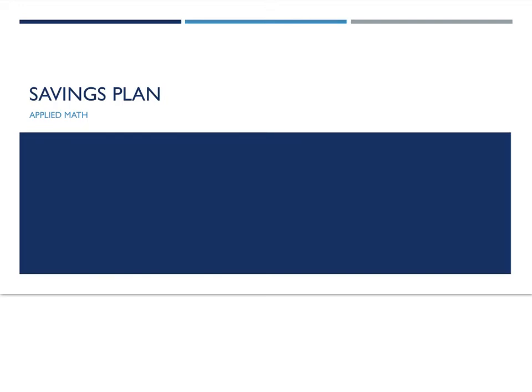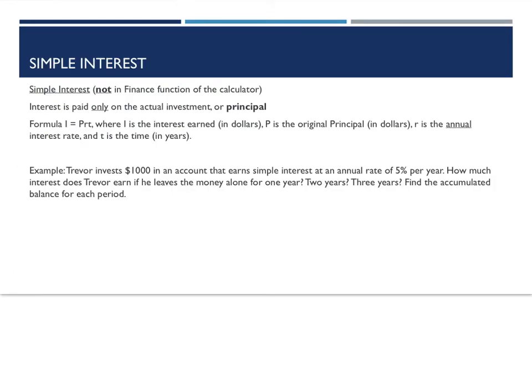Now we're going to talk about savings plans. There's two ways that we can earn interest when we save money, and the first that we're going to talk about is simple interest. Simple interest isn't really that common, but it is still around, and so it is still important.